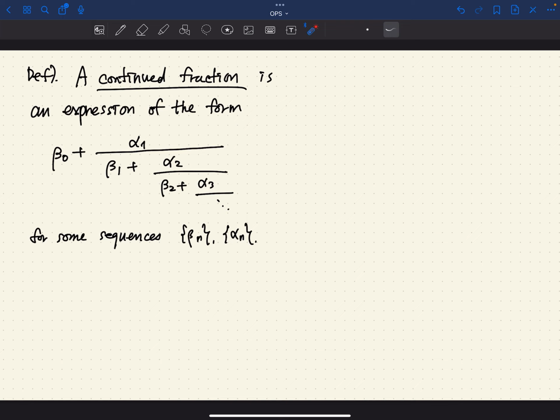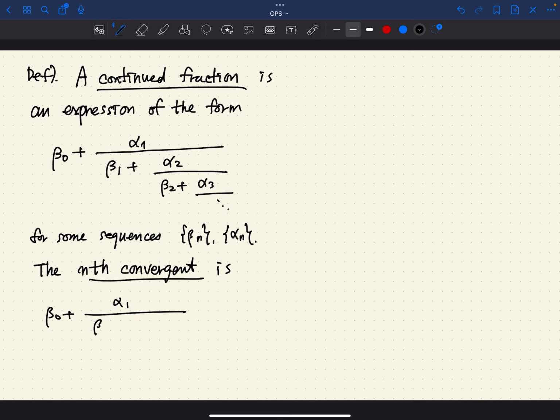It doesn't mean anything so far, just a pair of sequences, like a formal power series. But we want to somehow say that this is equal to something. So to do that, we need to define this. The nth convergent of this continued fraction is the same thing, except we finish at level n. You go like this, and at the end you get something like alpha n over beta n. We're going to write this as Cn, the convergent.